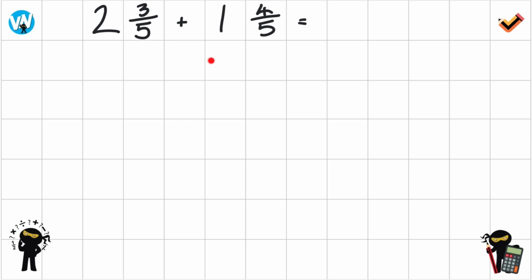So with adding fractions or adding mixed numbers more precisely, as you can see here, we've got 2 3/5 add 1 4/5. Now the key thing here, I personally think adding mixed numbers is really simple. There's two parts to this, but adding mixed numbers is much more straightforward than subtracting them, and we'll talk about that in the subtracting part. But we're just going to look at addition ones to begin with.